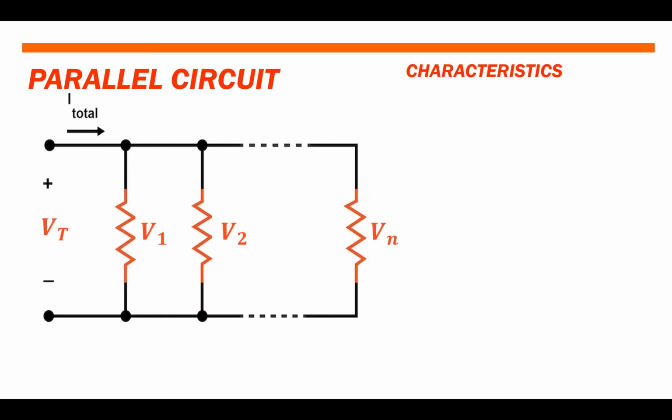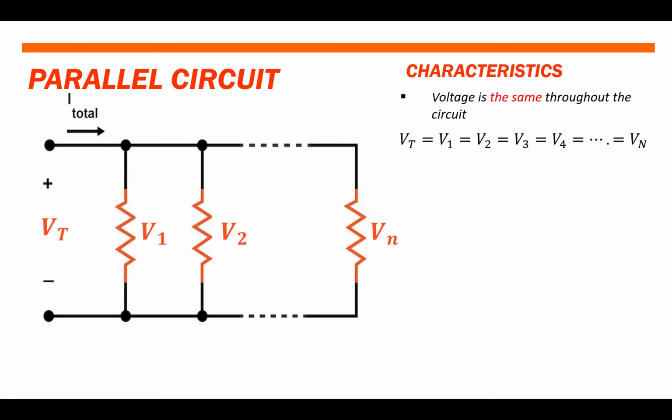So, let's review the characteristics of parallel circuit. Sabi natin, the voltage is the same throughout the circuit. So, total voltage or supply voltage is equals to the voltage across the resistor 1. It is also equals to the voltage across resistor 2 and so on.